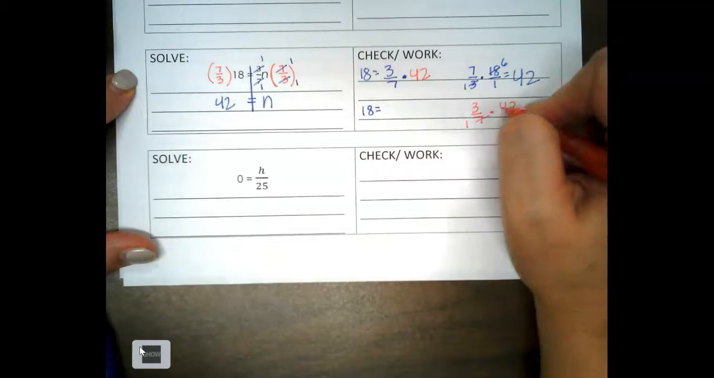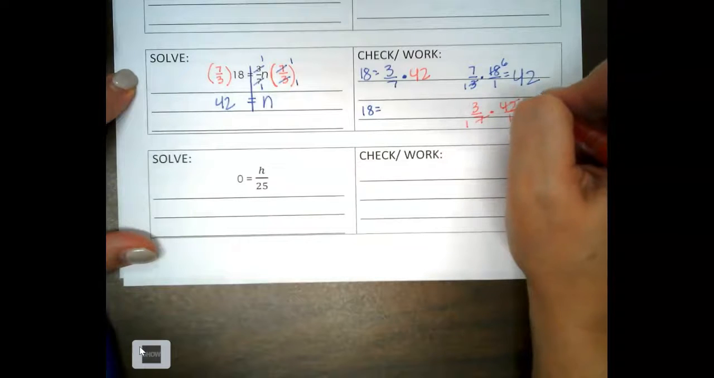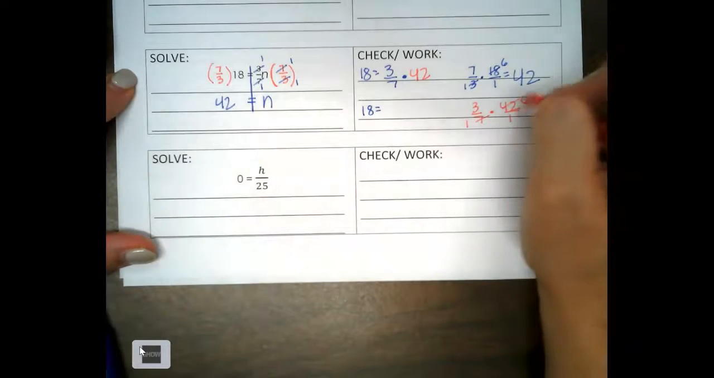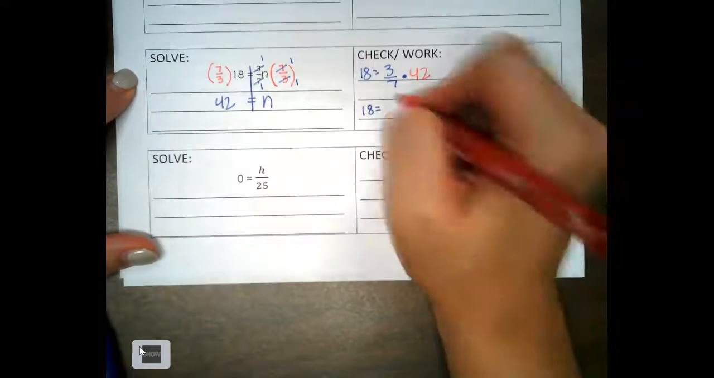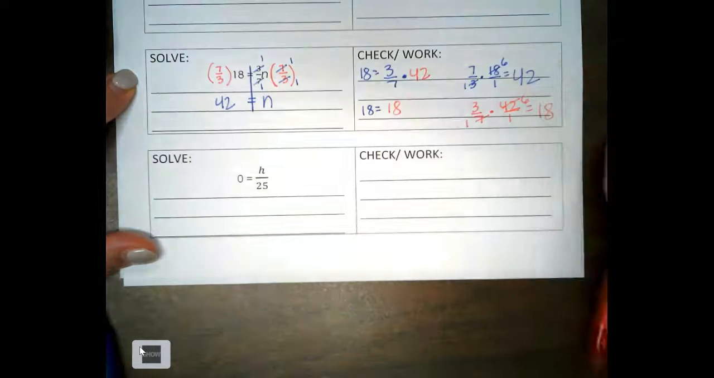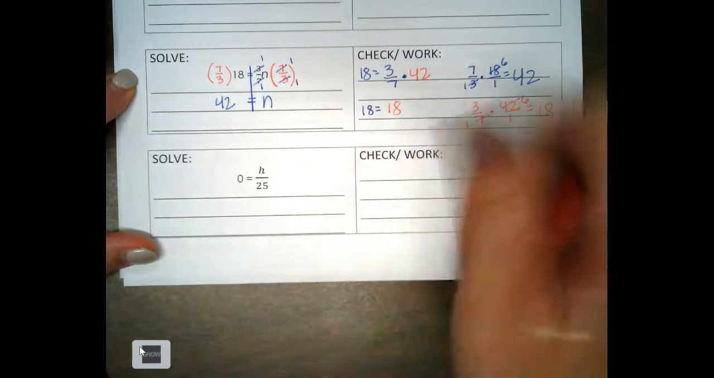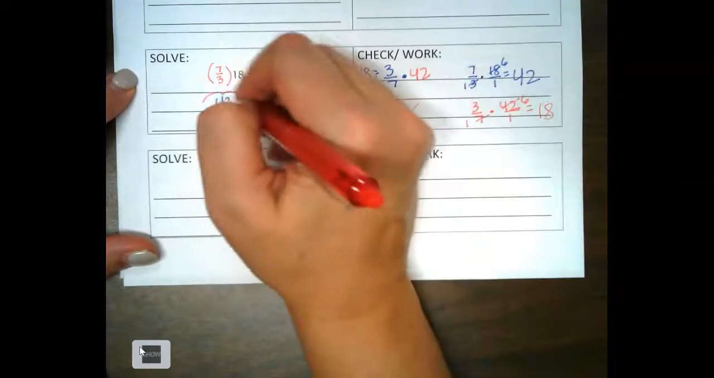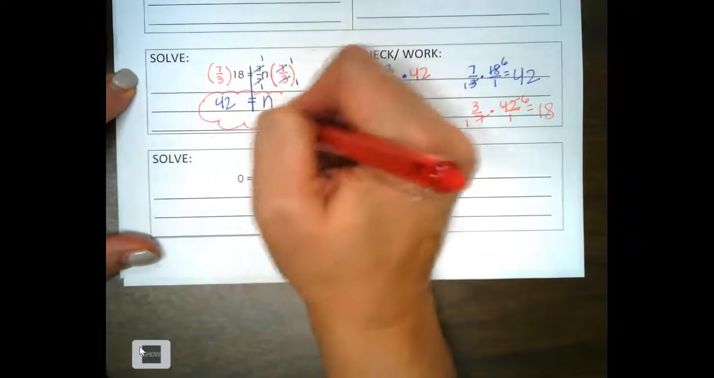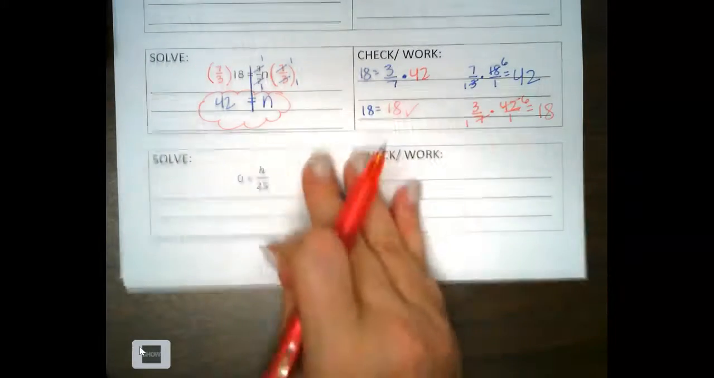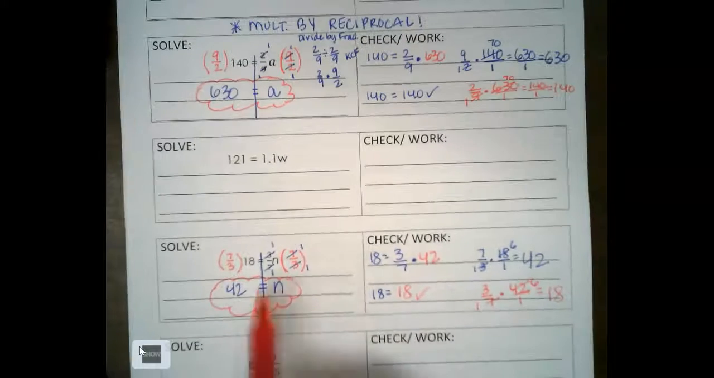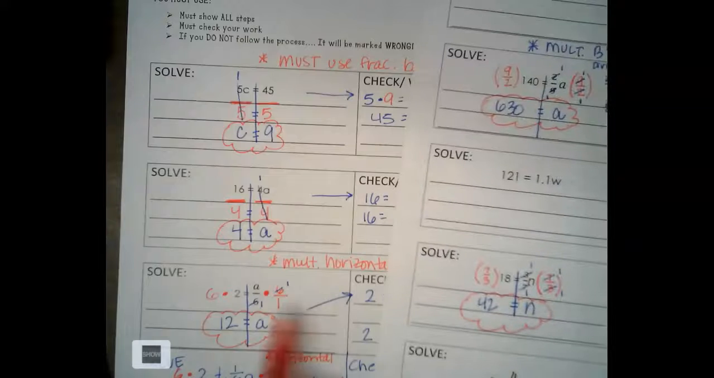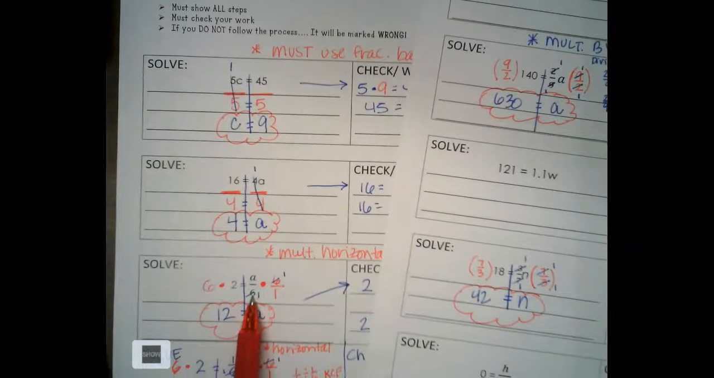7 goes into 7, 7 goes into 42. 6 times 3 is 18. The denominator is 1, so it's a whole number. So 18 equals 18. Perfect. And this is our solution. Okay, I hope you saw the differences between multiplying by a fraction and dividing by a number.